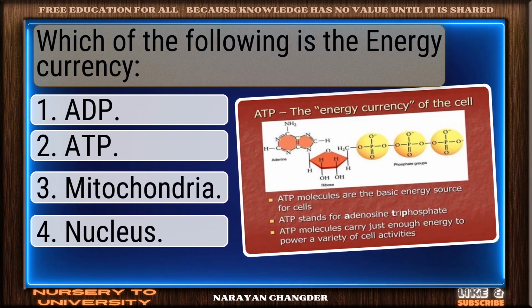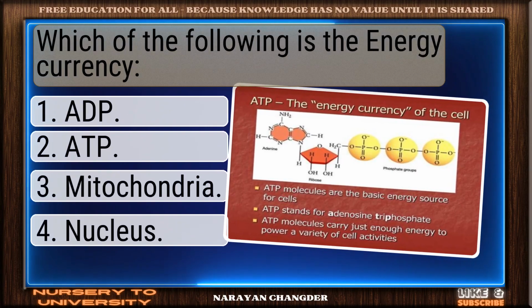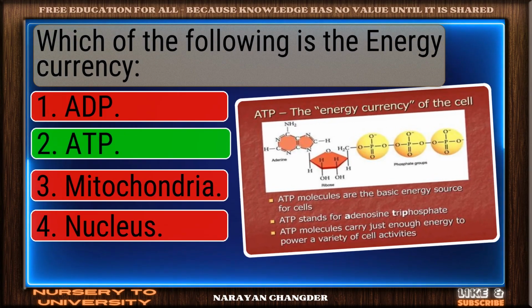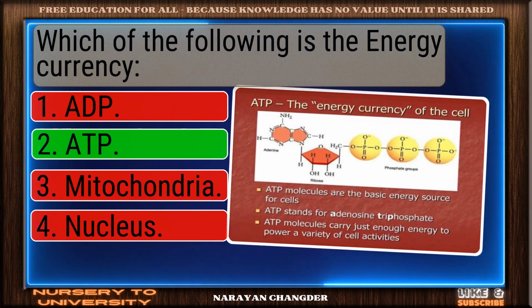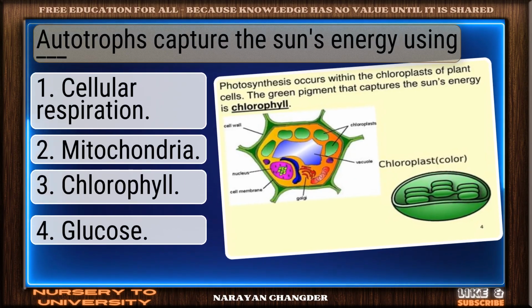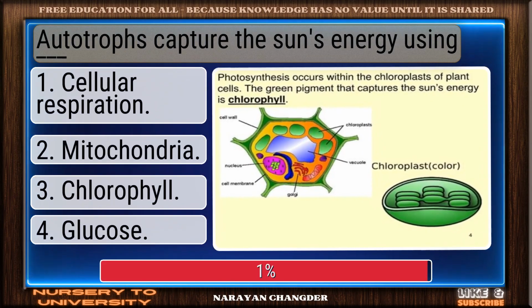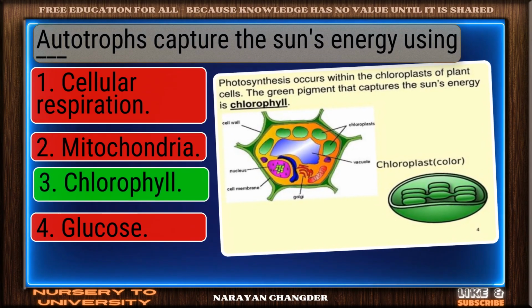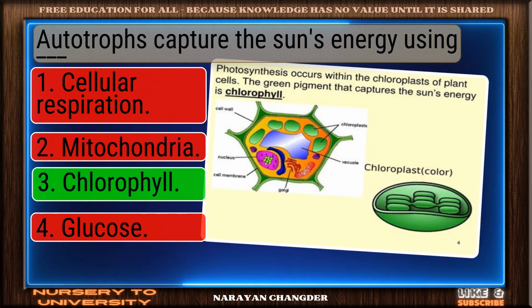Question number 32. Which of the following is the energy currency? Nice work. You chose ATP, and it is correct. Question number 33. Autotrophs capture the sun's energy using dash. You chose chlorophyll, and it is correct.